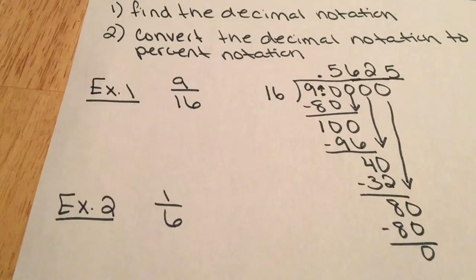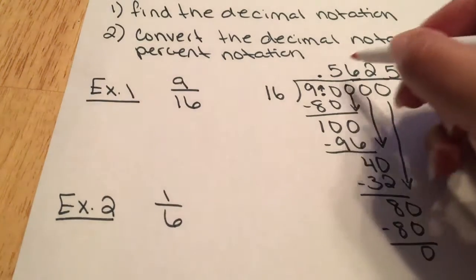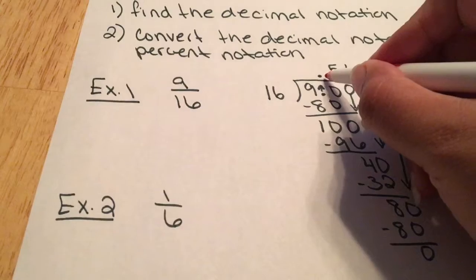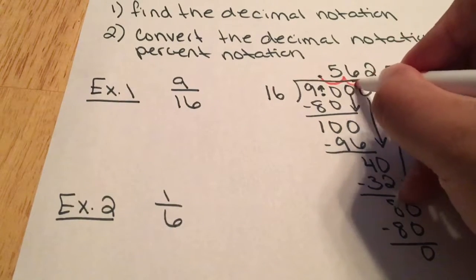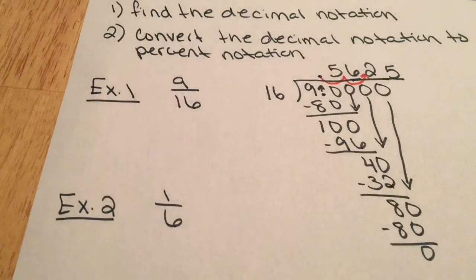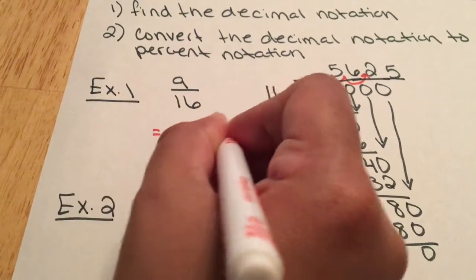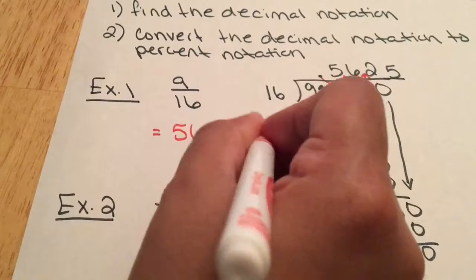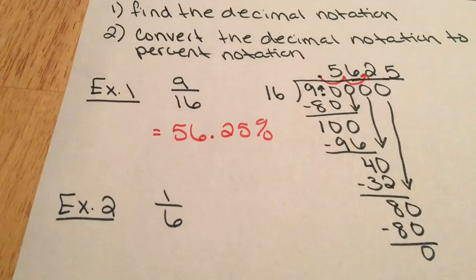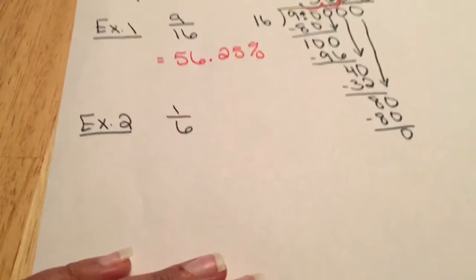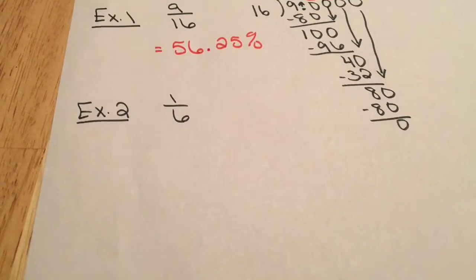So all I'm going to do is go ahead and remember my steps. When I'm making a decimal a percent, I have to move my decimal point over 2 places to the right. 1, 2. Therefore, 9 over 16 is really 56.25%. So now I'm going to look at my next example. If we look here at example 2, we have 1/6.